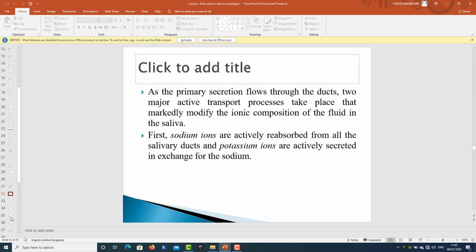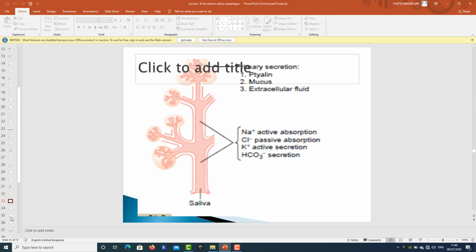As the primary secretion flows through the ducts, two major active transport processes take place that markedly modify the ionic composition of the fluid in the saliva. First, sodium ions are actively reabsorbed from all the salivary ducts, and potassium ions are actively secreted in exchange for sodium. See, the primary secretion is that of production of ptyalin, mucus, extracellular fluid, and then there is sodium active absorption, chloride passive absorption, potassium active secretion, and bicarbonate secretion.